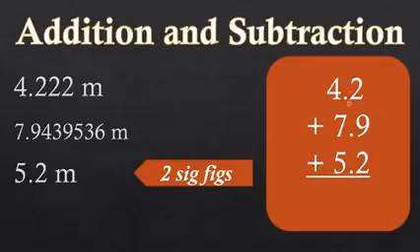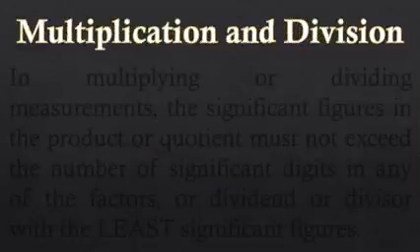Then proceed to addition. 2 plus 9 plus 2, that is 13. 3 carry 1 plus 4, 5 plus 7, 12 plus 5, 17. Thus, the sum is 17.3. Ibig sabihin, yung perimeter ng ating garden is equal to 17.3.